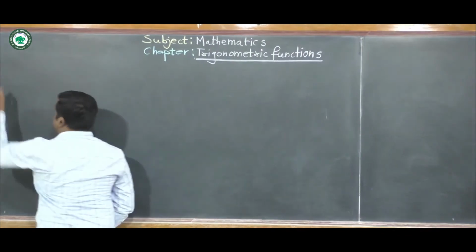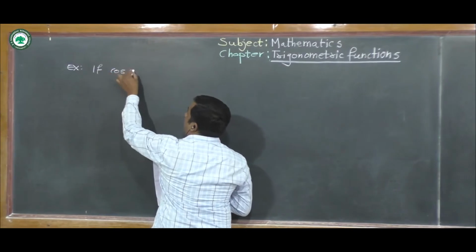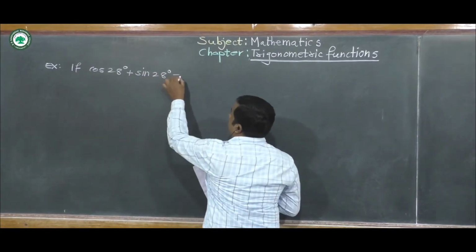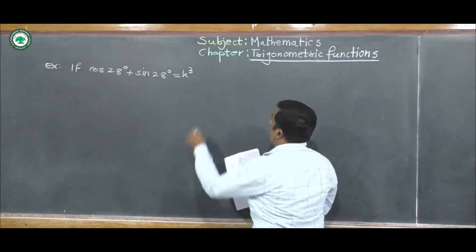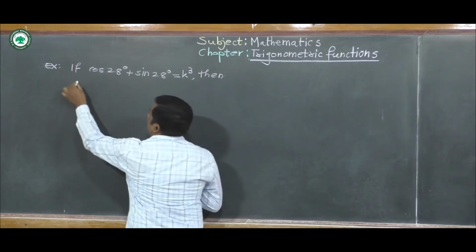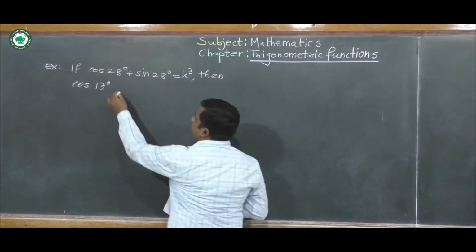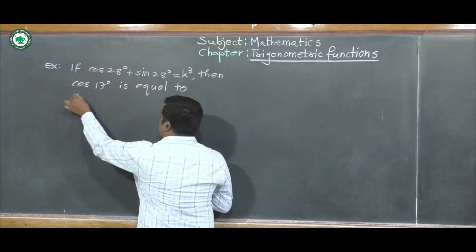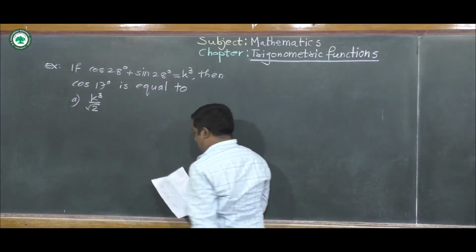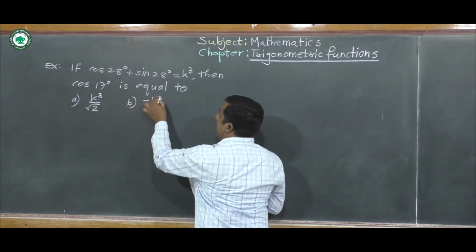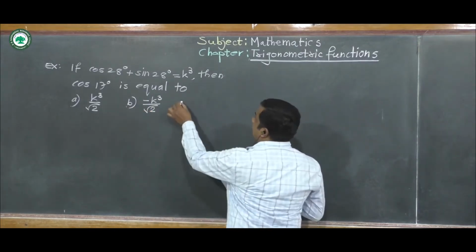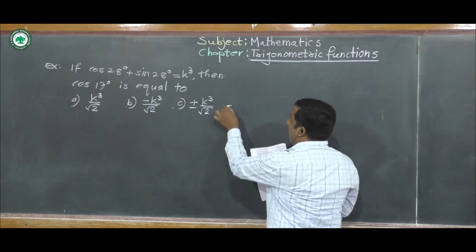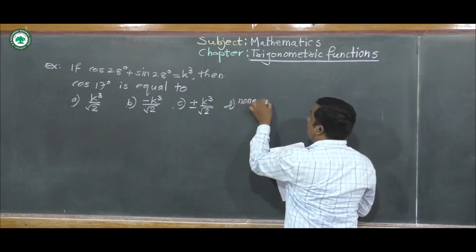Here example is, if cos of 28 degree plus sine of 28 degree is equal to k cube, then cos of 17 degree is equal to, here options are, here in the first given k cube upon root 2, second option is here minus k cube upon root 2, then third option is here plus minus k cube upon root 2, and in last here option is none of these.